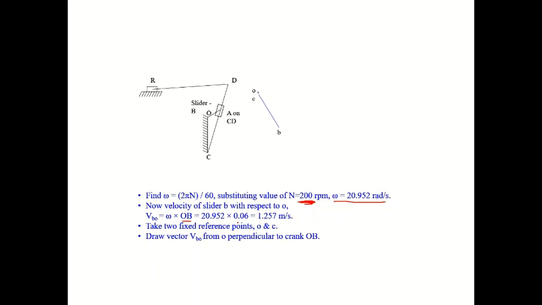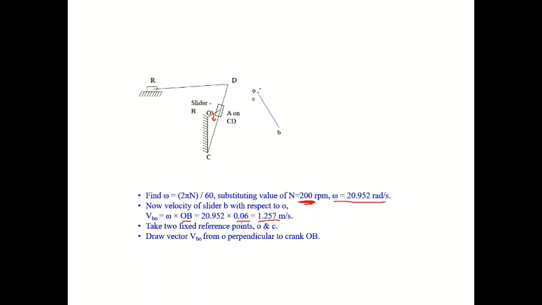60 mm means 0.06 meter. You have to write it in meter, so convert it into meter, 0.06 meter. So 20.952 into 0.06, the answer is 1.257 meter per second. And we know in the question it is given that it is rotating in the clockwise direction.